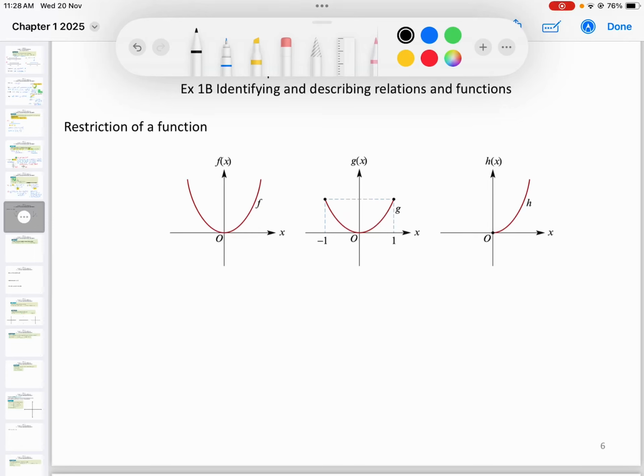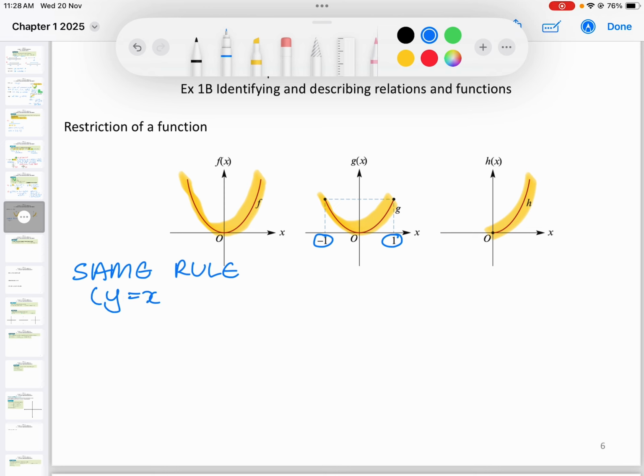So what we have here, first of all, is a parabola. This one is the same parabola, but it's got a restricted domain. So it's only between -1 and 1, even though it's the same shape. This is also a parabola, but this is only from 0 to infinity. So these are the same rule, and that rule is y equals x squared, but they are different functions. And why? Because of these restricted domains.